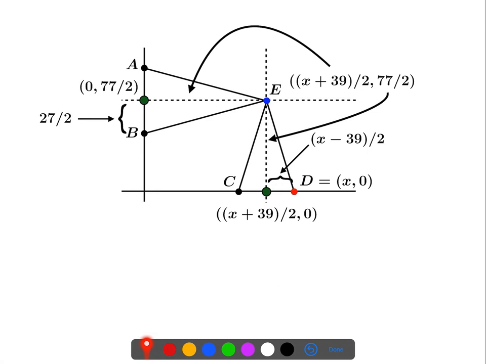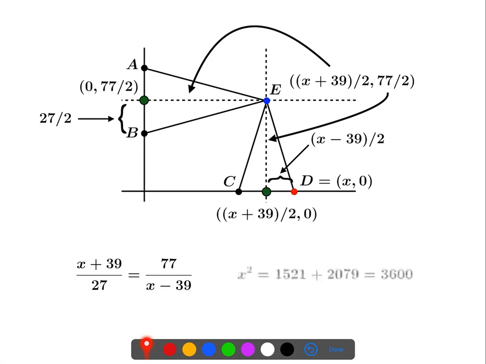And now we can use similar triangles. And we get (x + 39)/2 divided by 27/2. The 2 goes away in the denominator of both these, so you get (x + 39)/27. And here we have (77/2) divided by (x - 39)/2, and the 2's are going to cancel. You just have 77 divided by (x - 39).